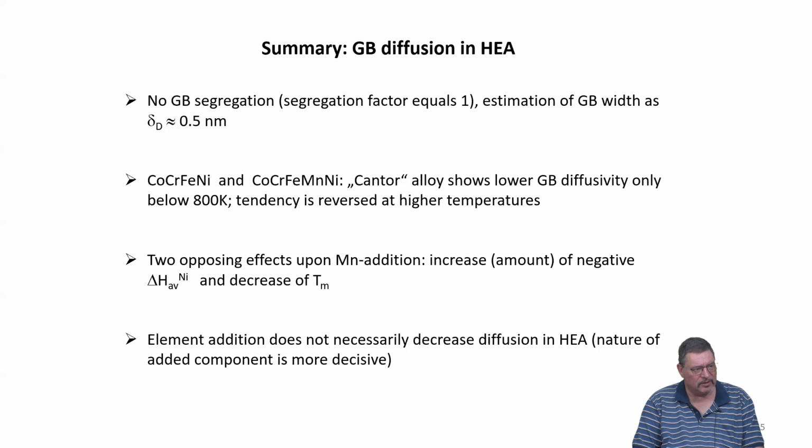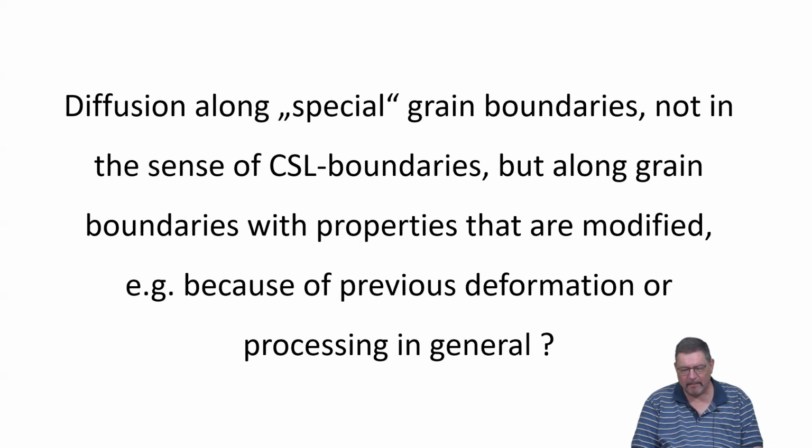At higher temperature, the tendency is reversed, so it means the high entropy alloy has the more sluggish diffusion behavior along the grain boundaries in some temperature range, but in the other one it's more anti-sluggish, right? And this seems again to be affected mostly by melting temperature change as well as the change of the average binding enthalpy or mixing enthalpy, especially for the nickel when you add manganese. And just adding one additional element doesn't change much or nothing at all.